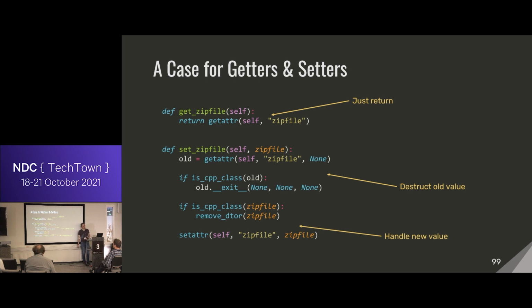When we set the zip file, however, there are several steps. First, if there is already a value in that member variable, we need to destruct that value because otherwise we'd have a dangling object. And then, once we do that, we can assign our new member and remove it from the destructor scope.